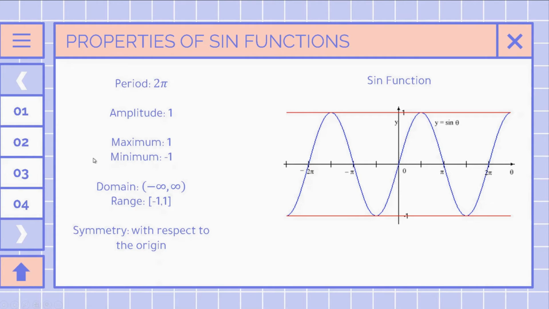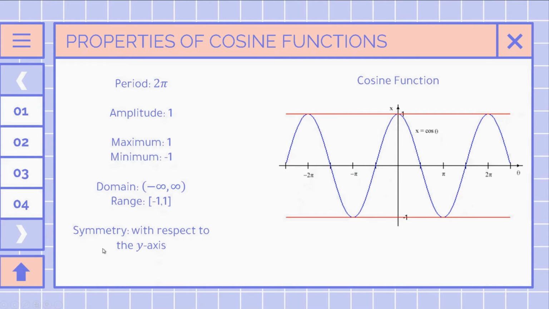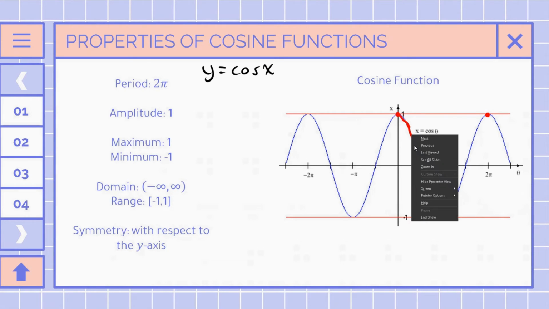So let's move on to the properties of the cosine function. Just like the sine function, the equation is y is equal to cosine of x. It has a period of 2 pi, but instead of the intercepts being at the midpoint, which for the sine function is like this, for the cosine function it goes from peak to peak, just like this. This is how you calculate one period of the cycle.